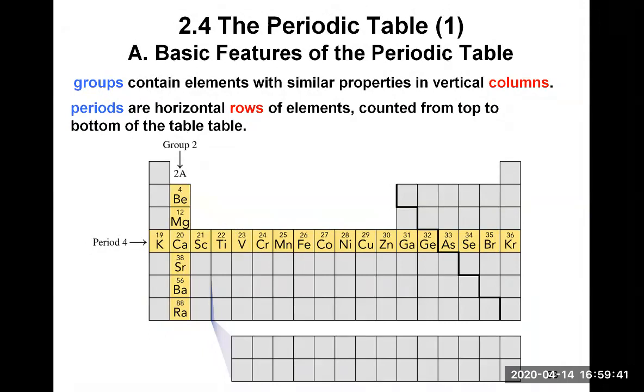The groups contain elements with similar properties in vertical columns. So the columns are called groups, and elements in the same group have similar properties. Periods are horizontal rows of elements, and they are counted from top to bottom of the periodic table.